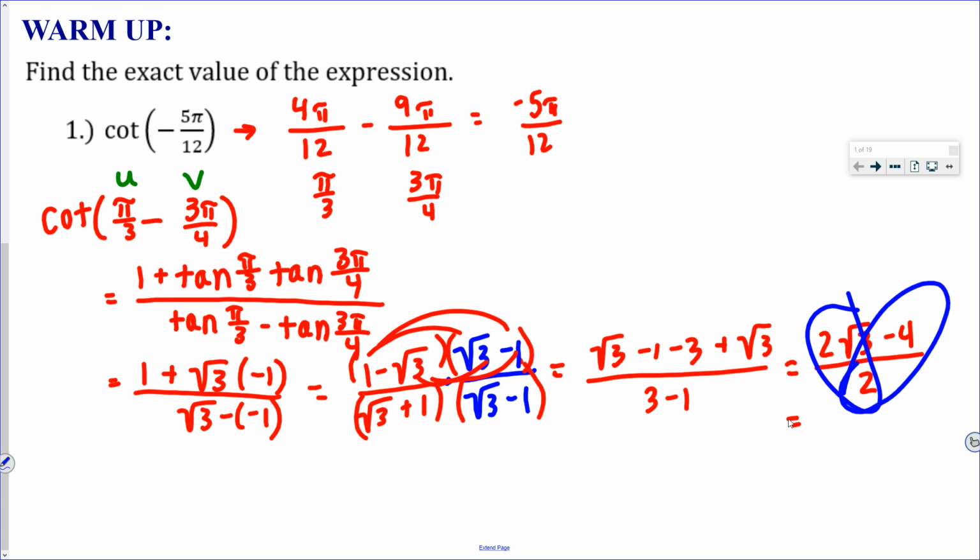Is this all I'm supposed to do? Sure, it doesn't matter. Root 3 minus 2. Oh, wait, I got it right.